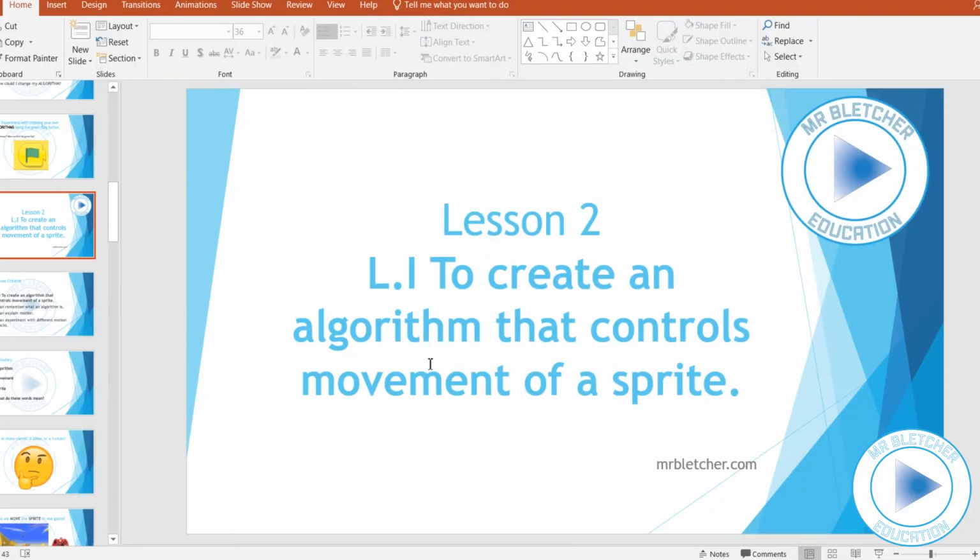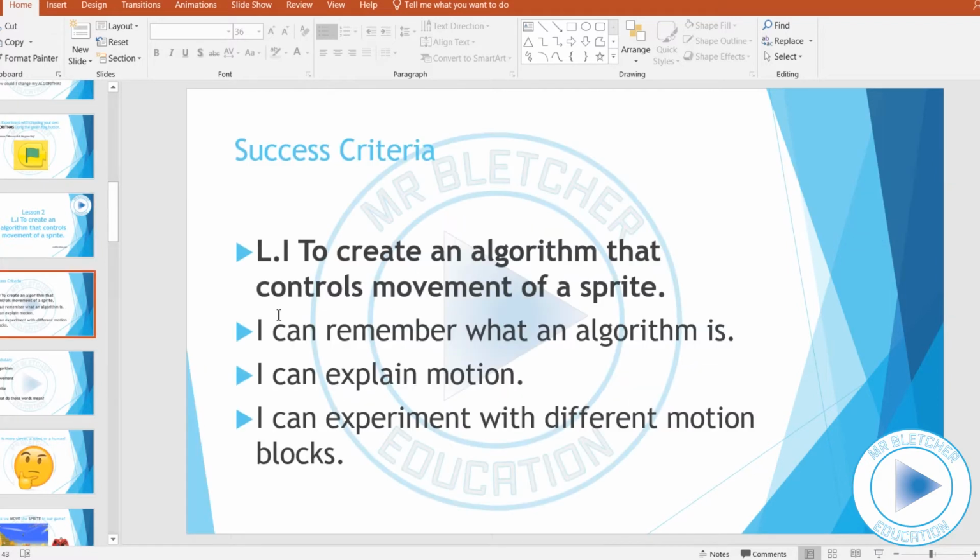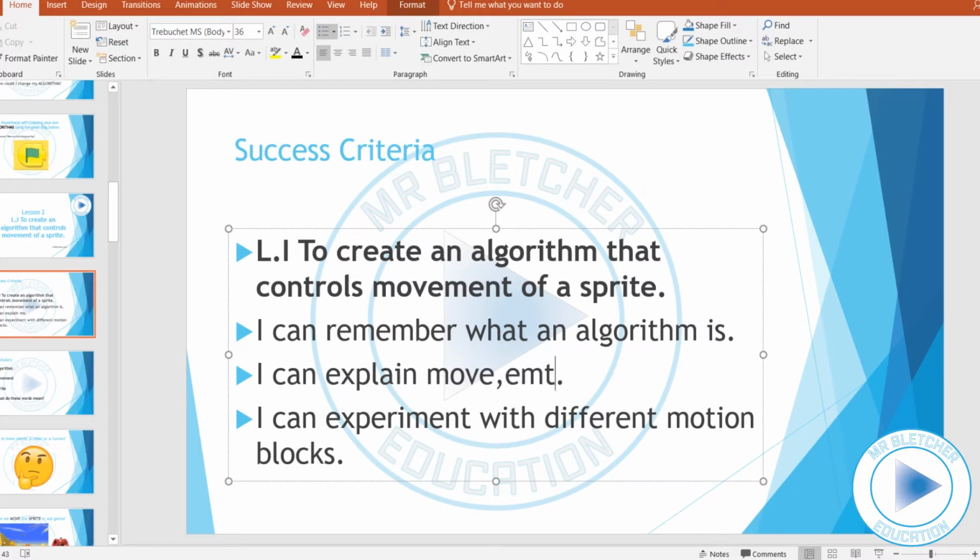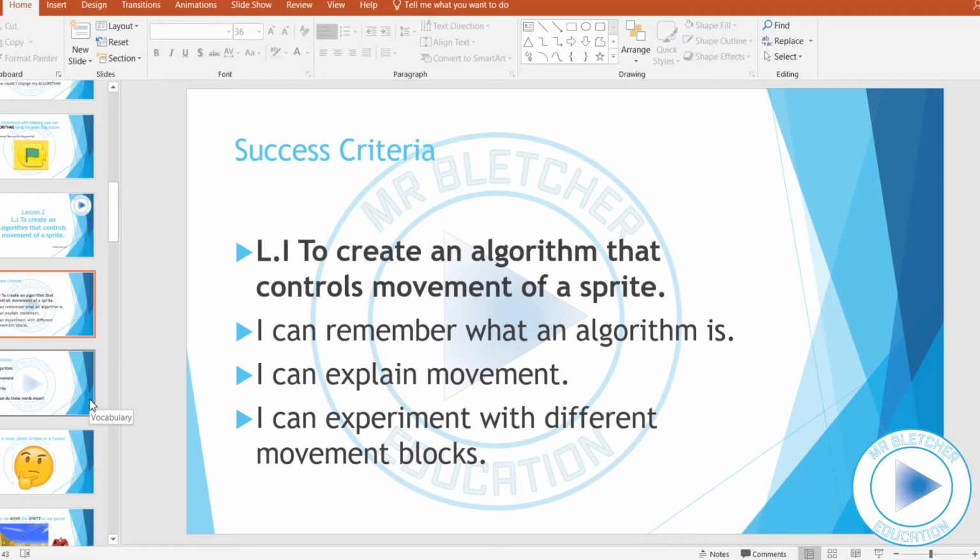So let's get straight into it with Lesson 2, which is to create an algorithm that controls movement of a sprite. So quite a bit of new vocabulary, and like last week, we'll really push that as we go through the lesson. So the success criteria involves remembering what an algorithm is. We can explain motion and movement. I will quickly change that to movement actually, because that is the word we keep discussing. And experiment with different movement blocks. Motion we tend to talk about in year 2, so movement for those, a bit of in-video editing there.